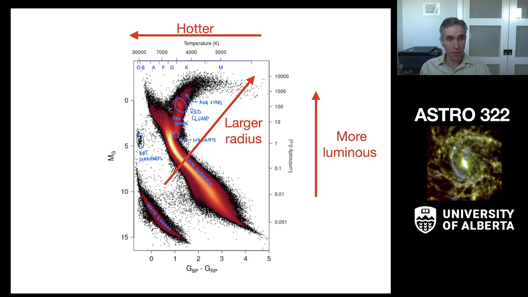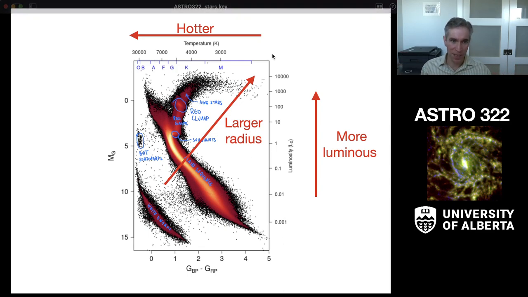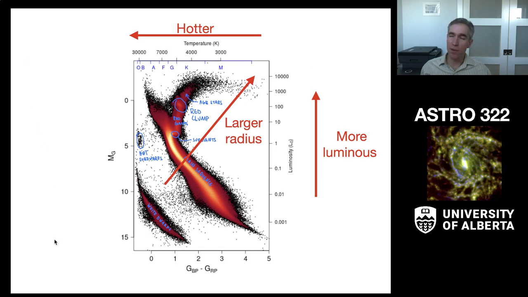So this shows a general sense of what kinds of trends there are in the HR diagram. Luminosity increases to the top. Temperature increases going to the left, and if you combine the luminosity and the temperature through the Stefan-Boltzmann law, you find that small objects are in the lower left and large objects are up here in the upper right.